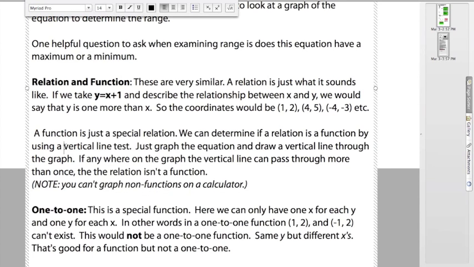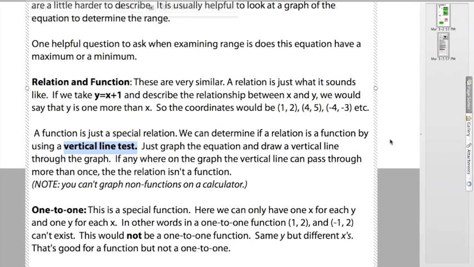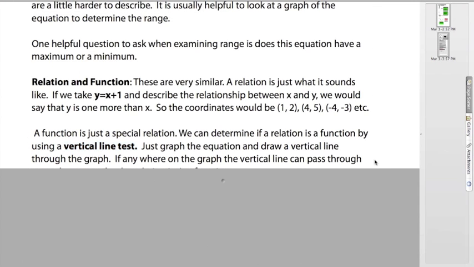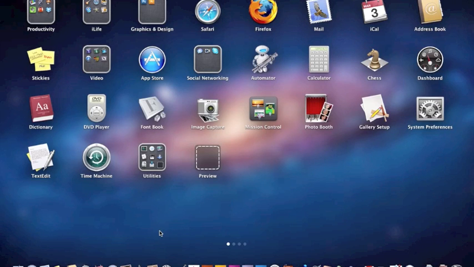The vertical line test, basically, if I were to draw my function or graph it, and you'll see a picture of it in just a little bit, if I can draw my vertical line and it only touches the graph one time, and I look for a place that, well, maybe it touches twice, but if it never touches it twice, then it passes the vertical line test because it only touched it one time.